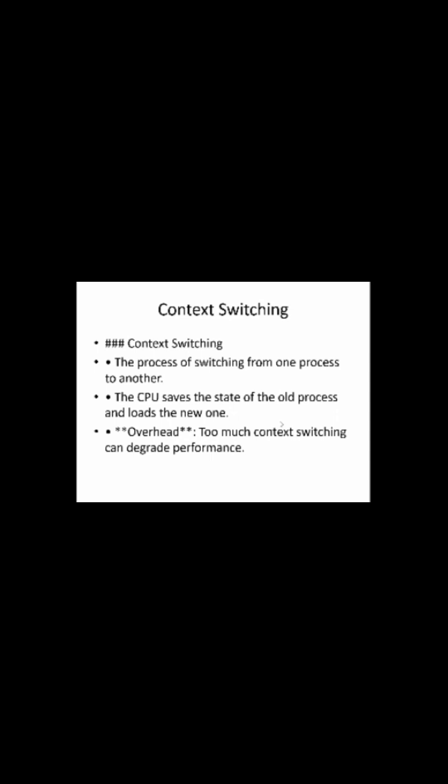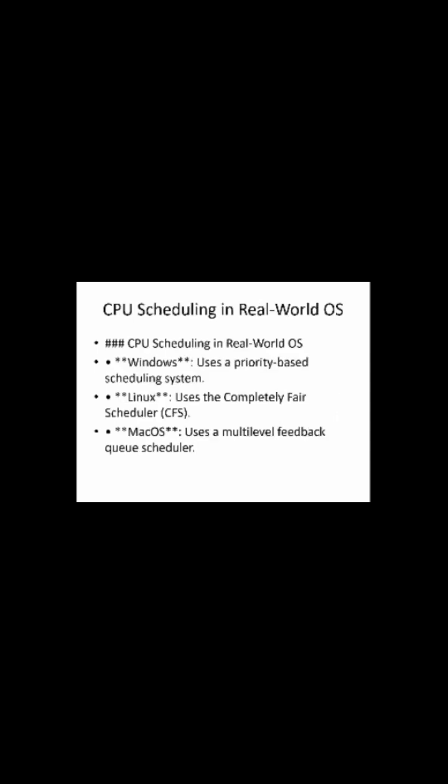CPU scheduling in real-world operating systems: Windows uses a priority-based scheduling system. Windows will prioritize the processes which need to be done. Linux uses the Completely Fair Scheduler, CFS. macOS uses multi-level feedback queue scheduling, as we have already seen. Next, case study: Linux uses CFS, ensuring fairness among processes. It uses a red-black tree for efficient scheduling decisions and dynamically adjusts process execution time based on priority.